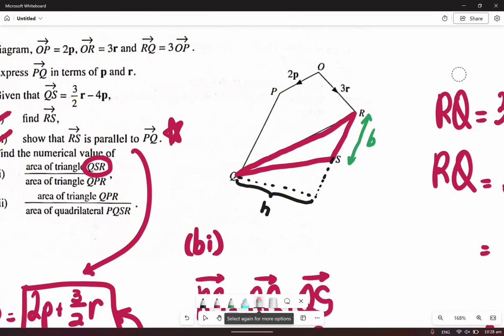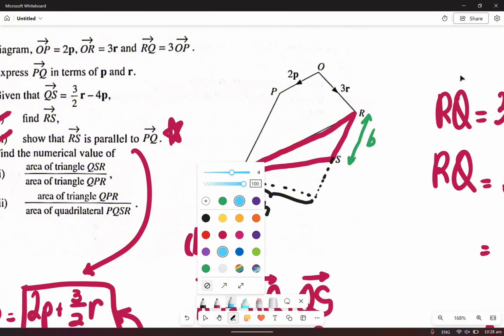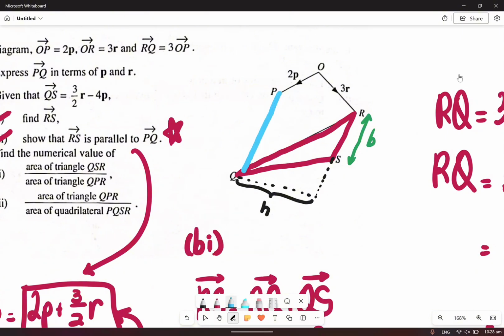Now, the next thing that I'm going to find is the next one, which is what? QPR. Where exactly is QPR? Are you able to find QPR? QPR is basically this one, right? Q to P. Can you see it? Can you see QPR? Do you realize that this is a right angle triangle? Where is the height? This is the height.